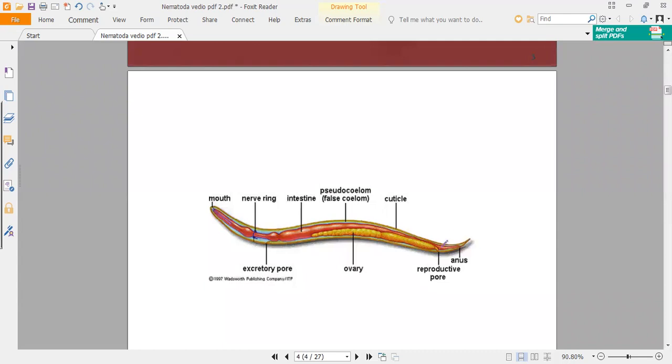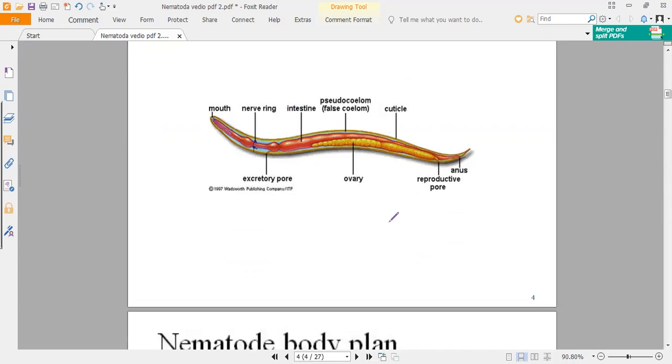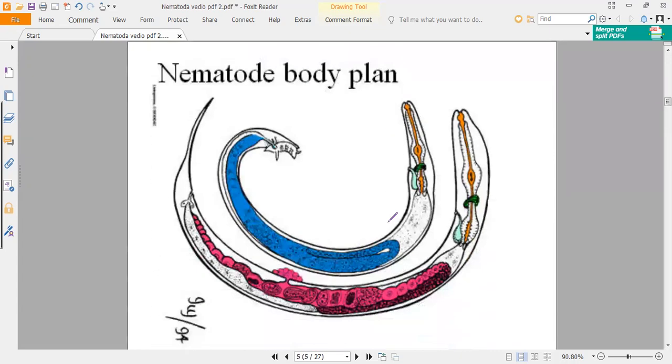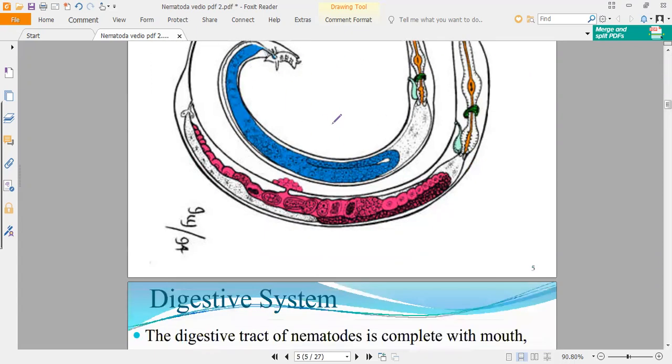It's not like the previous worms, like the flatworm. The mouth does not serve as the anus, and the anus does not serve as the mouth. So the mouth and anus have different functions, unlike the flatworms. You can see the nematode body plan.